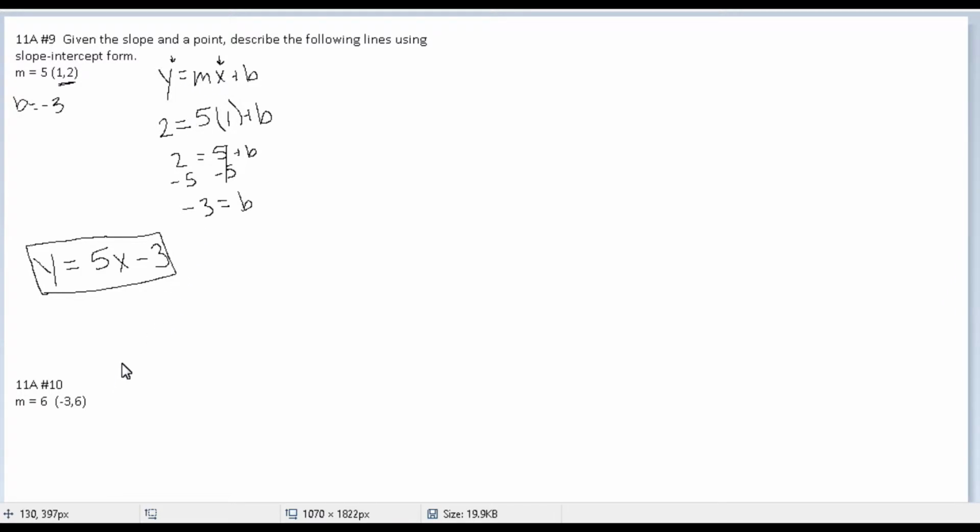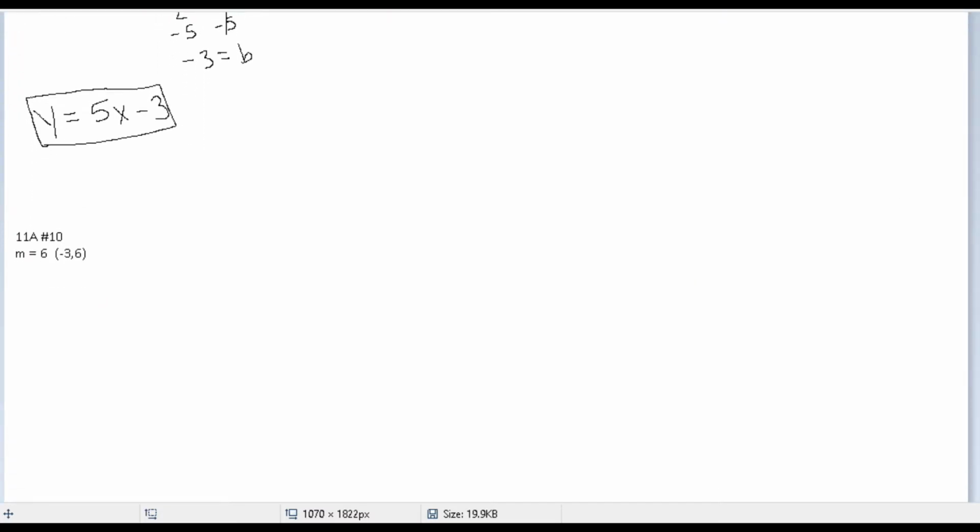So here's another one. Number 10 on 11a says that our slope is 6 and our point is -3, 6. So remember, this point right here is really the x and the y. We're already given our m, and if we use y equals mx plus b, we're going to plug in the x and the y from our point. We're going to plug in our m from our given slope, and then we're just going to solve for b so that we can rewrite the equation.